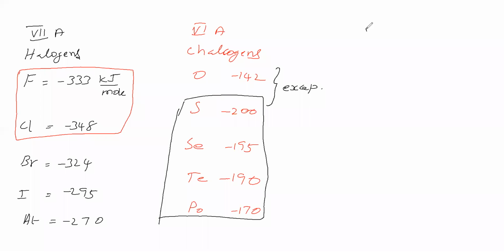Similarly, now we will see the 5th group. The 5th group is called nicogens. Nitrogen, if you see, is minus 31. This group we will see later because some variation is coming here. So, in the 7th group, fluorine to chlorine shows abnormal behavior. In the 6th group, oxygen to sulfur shows abnormal behavior. What is the reason? That we will see.